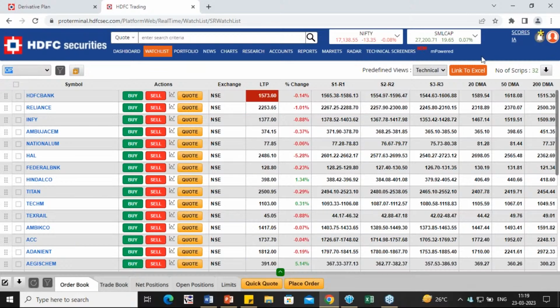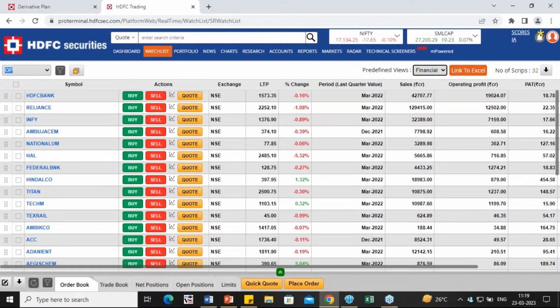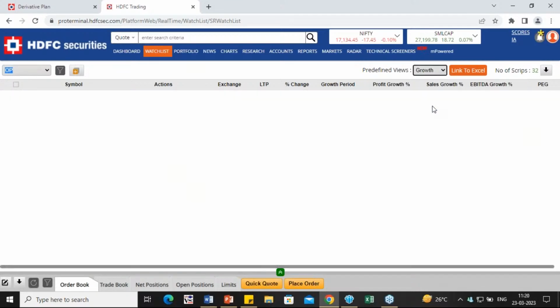Also, if you are a fundamental investor and want to see the fundamentals of the company, just click over here and you can see the returns of the company, like which company is giving returns of 1 month return percentage, 3 month return percentage, 6 month, YTD, 1 year. If you also want to see the financials of the company, we are giving the sales, operating profit, PAT, ratios. Also, we are giving the growth of the companies. So all the parameters we are providing in the watchlist itself.